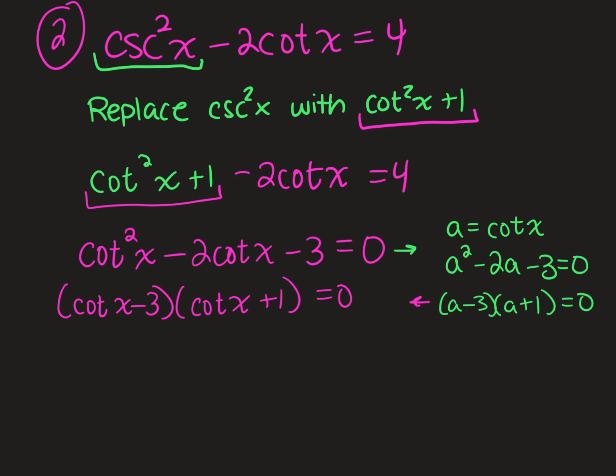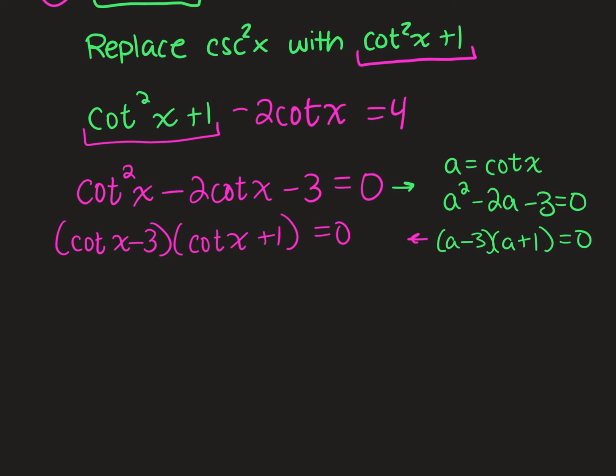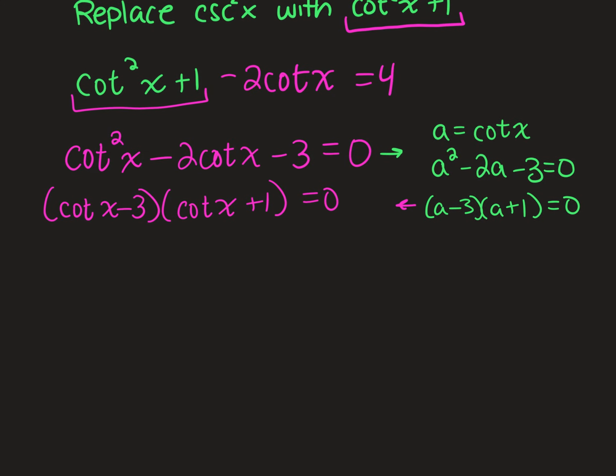Hopefully, if you factor it with A's, you got A minus 3, A plus 1. Then translate that back into cotangents. We'll have cotangent of x minus 3, cotangent of x plus 1. So we've got it factored. That is oftentimes the hardest part, because now we get back into using our zero product property, which typically means our equations are a little bit easier to deal with. Not always, but most of the time.